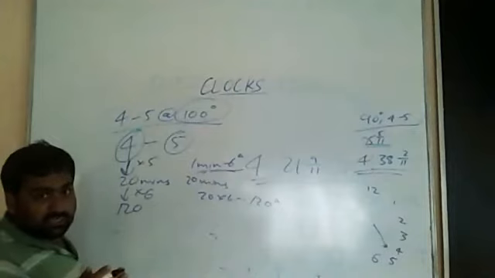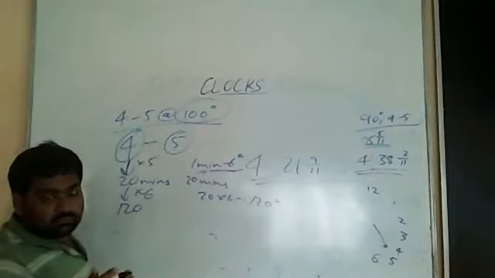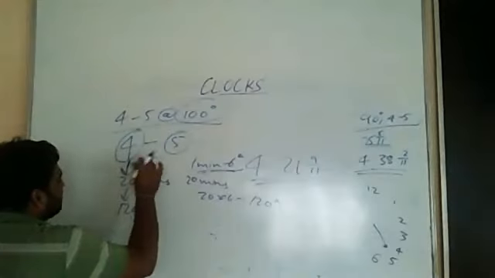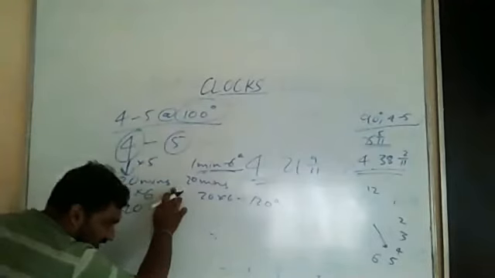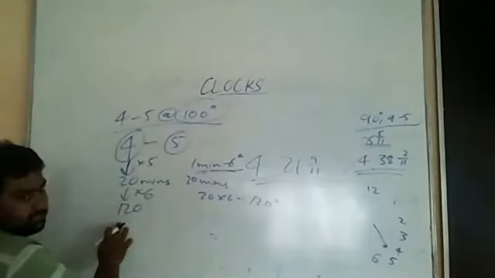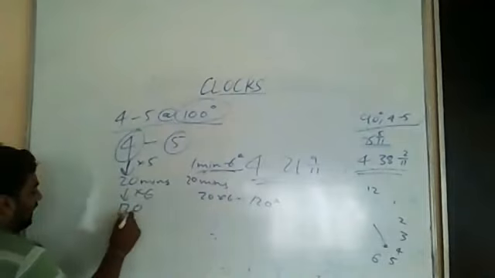Guys, is it getting complicated? Is it understandable? So this 4 to 5, there are 5 minutes. That is why you multiply by 5, which you get 20 minutes. But still everything is in minutes. So you convert it into degrees. You multiply by 6. So it will be 120 degrees.